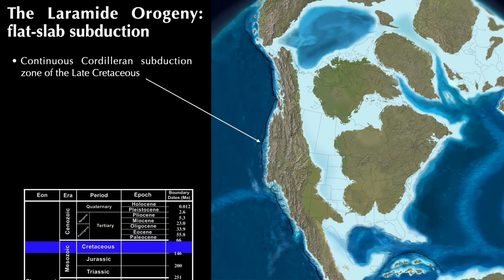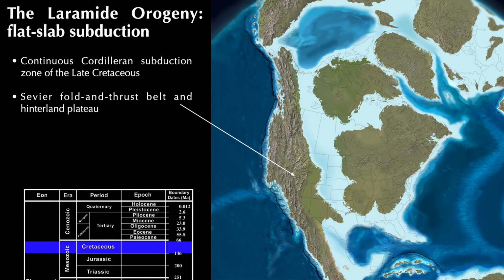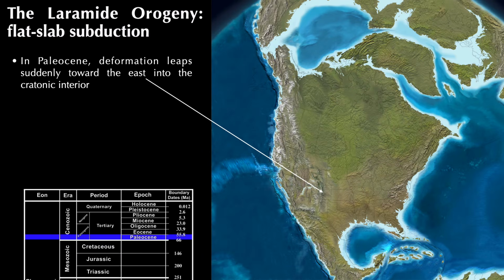So this is going to contrast sharply with the next development in the Cordilleran sequence of events, which occurs in the early Tertiary with the onset of the Laramide orogeny. So if we look back at the late Cretaceous, we have this fairly uniform east-directed subduction boundary that's now developed along the North American margin. Here's the Sevier fold and thrust belt and its hinterland plateau.